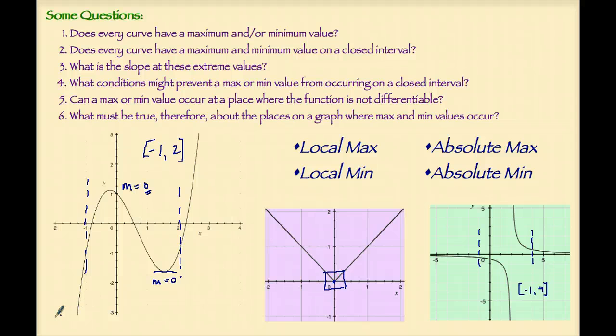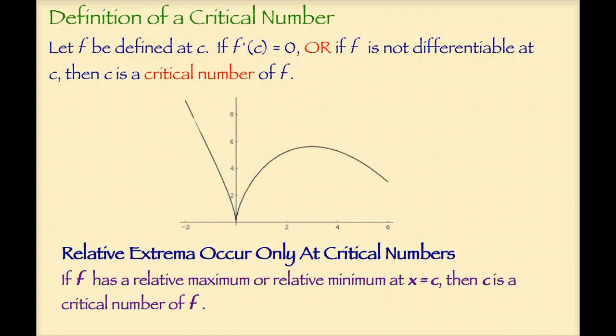Well, we've learned a lot from this list of questions. Let's put all of this knowledge into practice. Definition of a critical number. Let f, our function, be defined at c, some point in the interval. If f prime of c is equal to 0, meaning if the derivative at c is 0, or if f is not differentiable at c, meaning perhaps the derivative doesn't exist at c, then c is a critical number of f, our function. Now we're giving a name to the places on the curve where the derivative would be 0 or the derivative would not exist. Those will be critical numbers of our function.